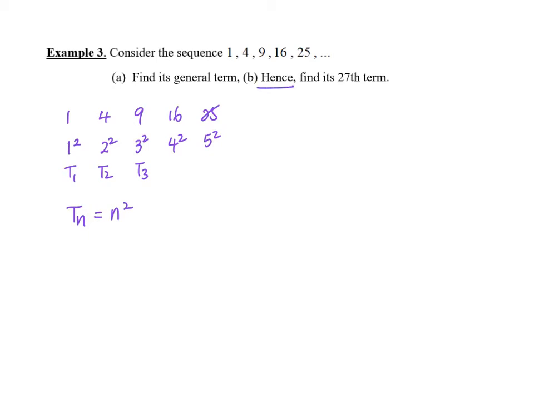Hence, that means I need to use this formula. Part B, Tn is equal to n squared. Now find the 27th term, term 27. That means n is now the number 27, and I'll put a 27 square to it. That gives me 729. Have you gotten the answer?